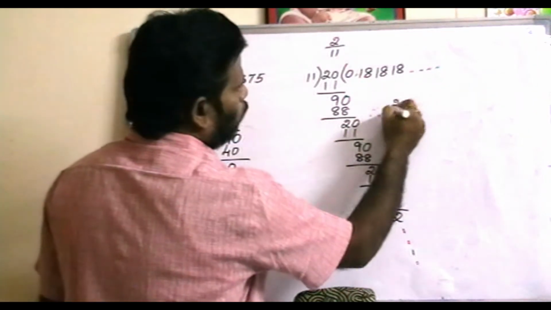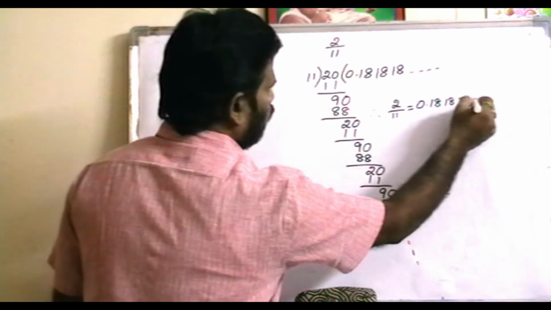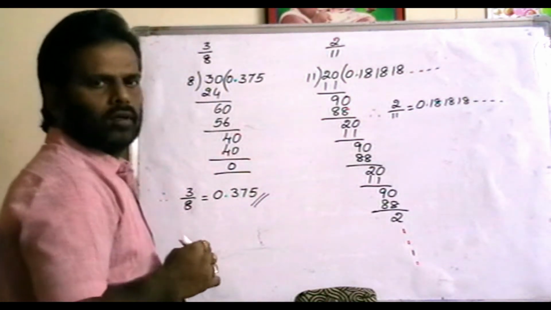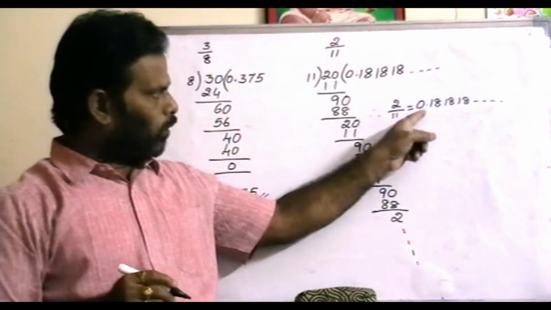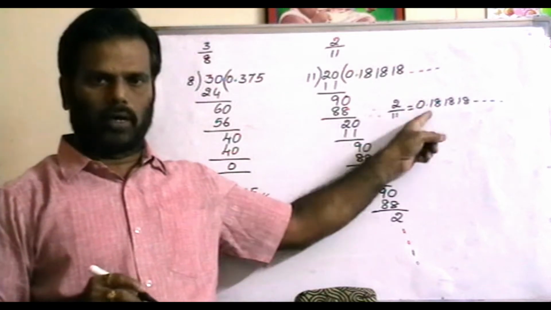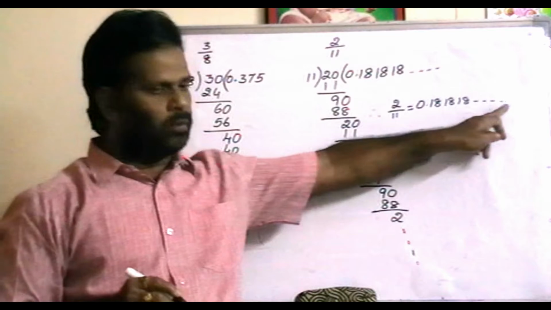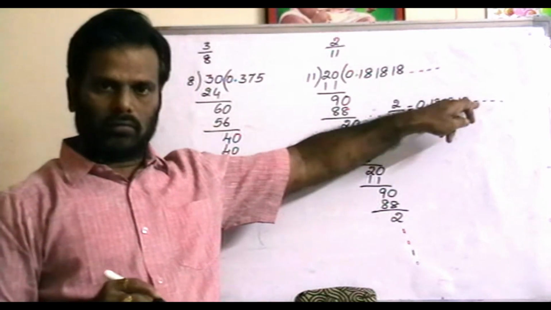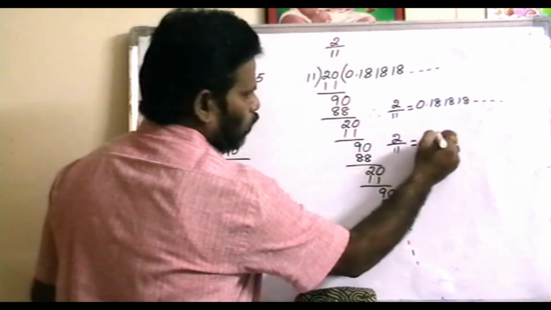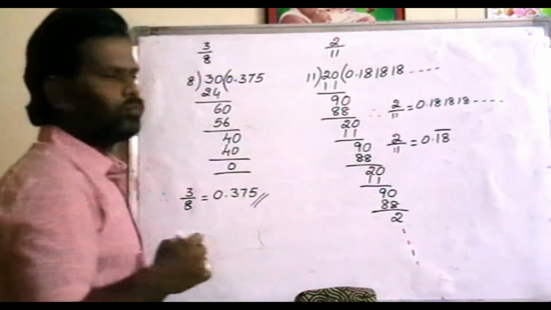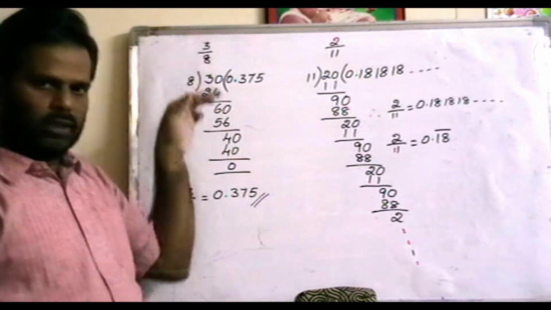Therefore, that 2 by 11 is equal to 0.1818 and so on. Means this rational number changes into the decimal form. The decimal form is 0.1818 and so on. So it is a non-terminating decimal and also recurring. That means 2 by 11 is equal to 0.18 bar. So here the rational number changes into the decimal form.